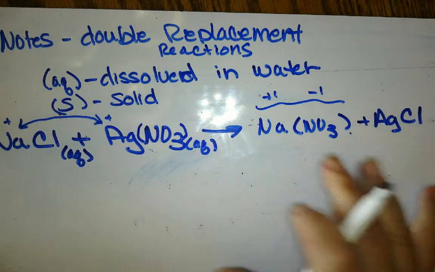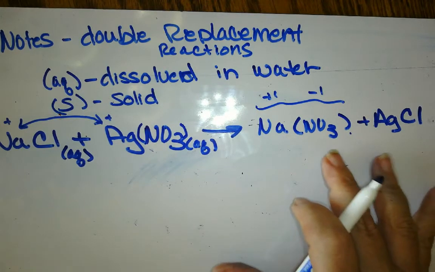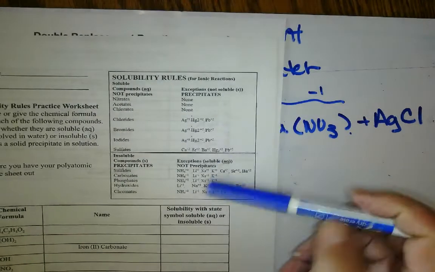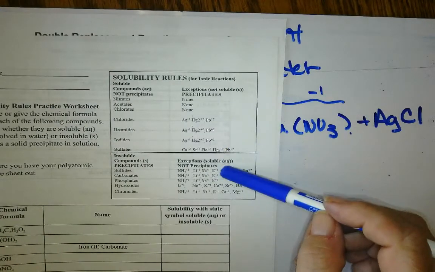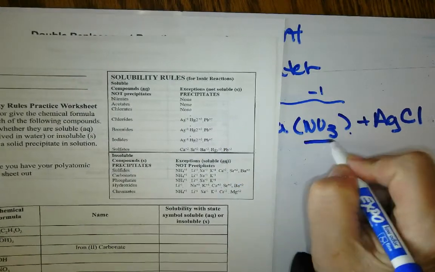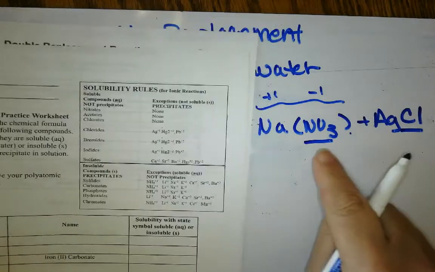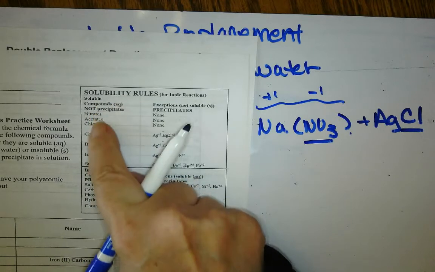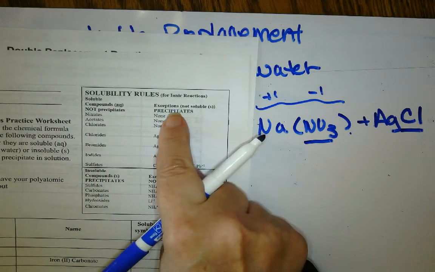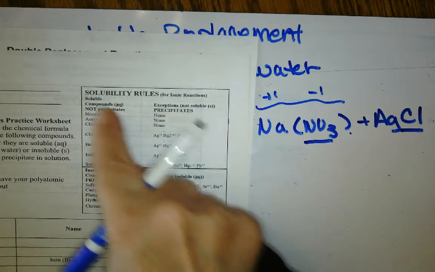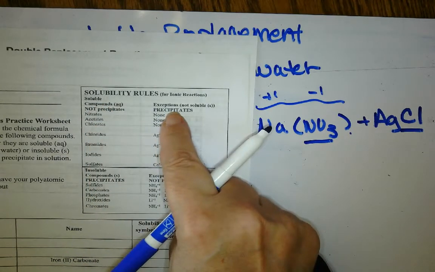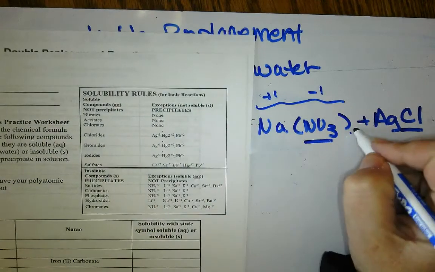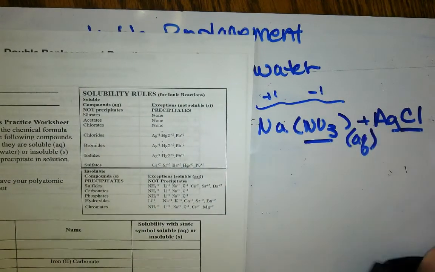Okay, so now how do we decide if these are soluble or not? That's going to be from your solubility rules from your cheat sheet. And our solubility rules are always going to be by the anion. So if I look up nitrates right here, it says they're soluble, and over here are the exceptions to the rule where they're always soluble except when they're with these guys. Nitrates are soluble with no exception, so I can put aqueous there.